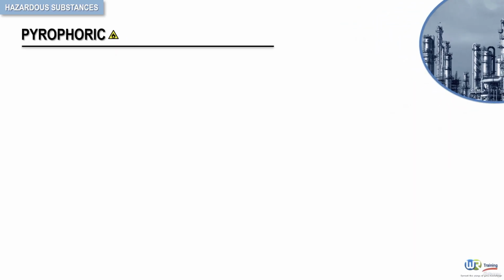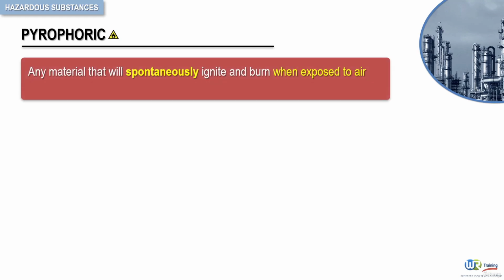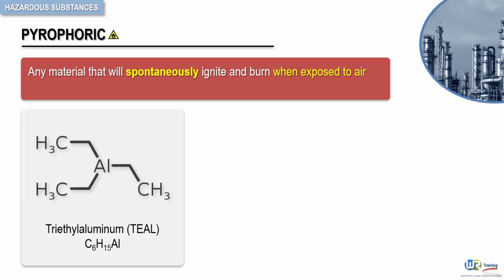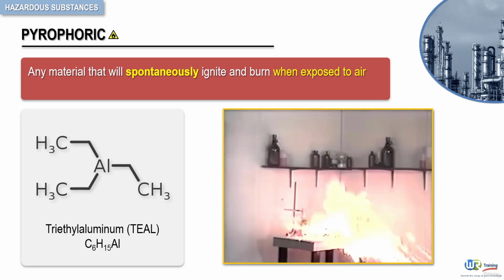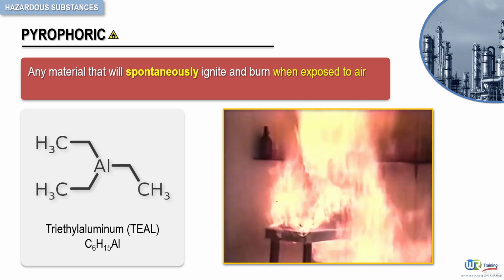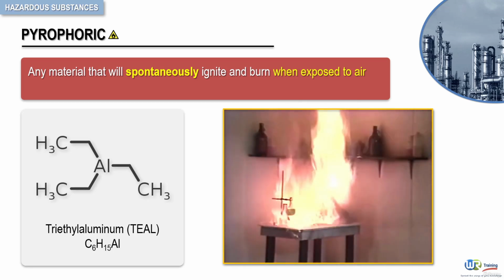A pyrophoric is any material that will spontaneously ignite and burn when exposed to air. A typical example of a pyrophoric substance is triethyl aluminum. Triethyl aluminum, more commonly known as TEAL, is a routinely used co-catalyst in various petrochemical processes. Now, what might happen if a bottle of this pyrophoric liquid were to drop and break? I think that pretty much speaks for itself.